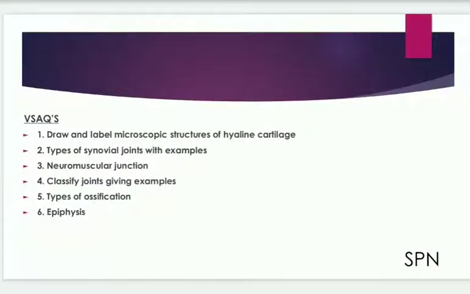Next, we have very short answers like draw and label microscopic structures of hyaline cartilage, types of synovial joints with some examples, and neuromuscular junction. Classify the joints giving examples, types of ossification, and epiphysis. You mostly concentrate on the muscles and joints in the general anatomy.